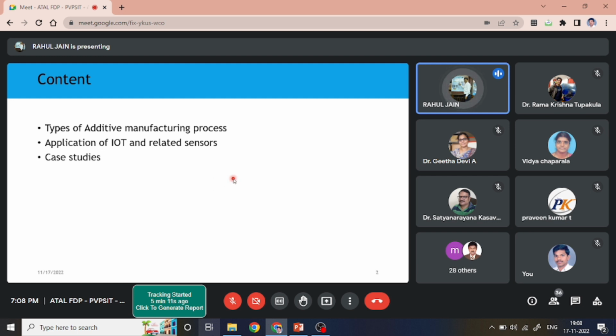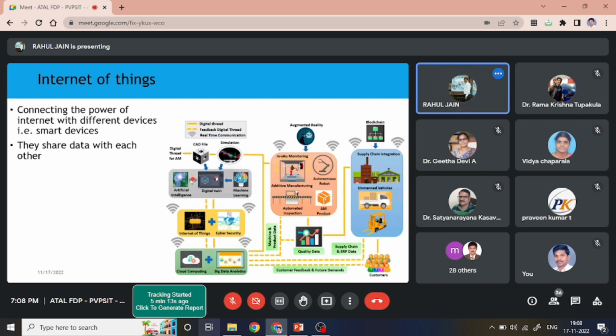With that background, let's get started. Let's first start with a very simple example of how IoT could be helpful. I have taken this schematic diagram from one of the renowned publications.